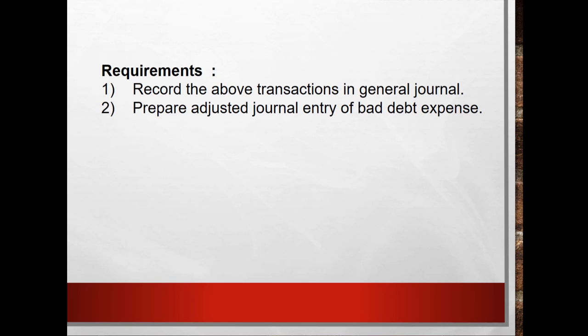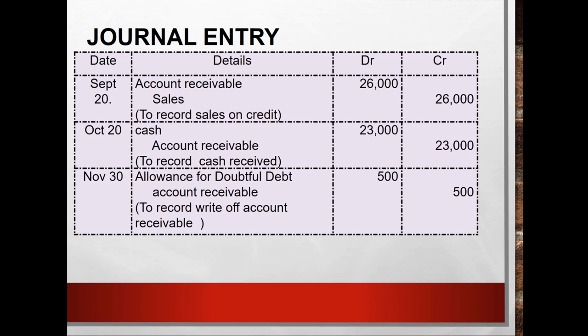Now, the first step: you have to prepare the journal entry, debit account receivable, credit sales for the transaction of 20th September. For receiving cash from the customer on 20th October, debit cash, credit account receivable. And on 30th of November, allowance for doubtful debt debit 500 and credit account receivable 500 to record the write-off of account receivable.